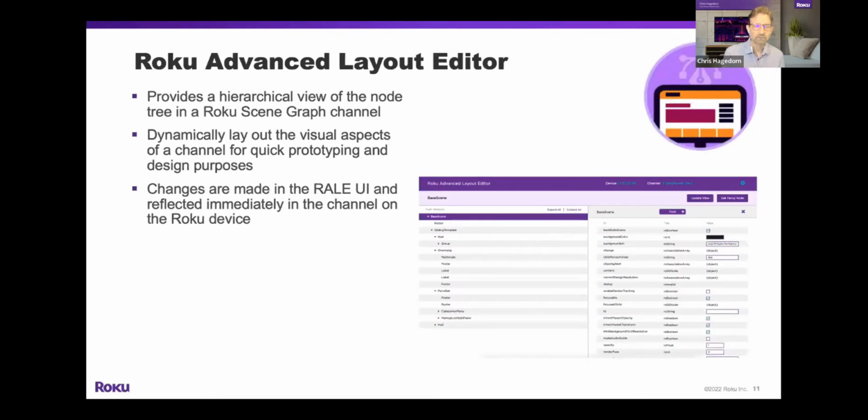Then we have the Roku Advanced Layout Editor, or Rail, as we call it internally. Rail is, I hesitate to say WYSIWYG, but it gives you a hierarchical view of the node tree inside your channel, and it will let you, within the tool on your PC, dynamically lay out visual bits and pieces of your channel and have them reflected on device. So it's great for quick prototyping of your UX.